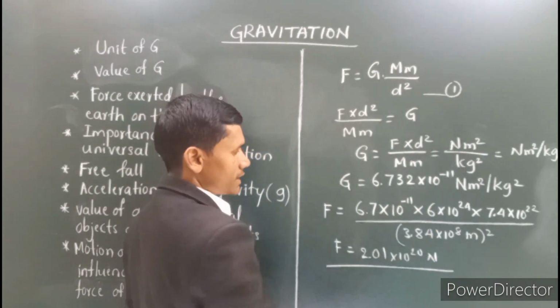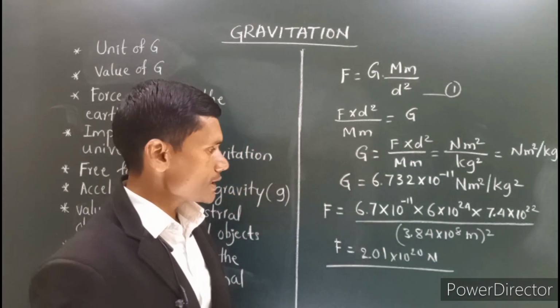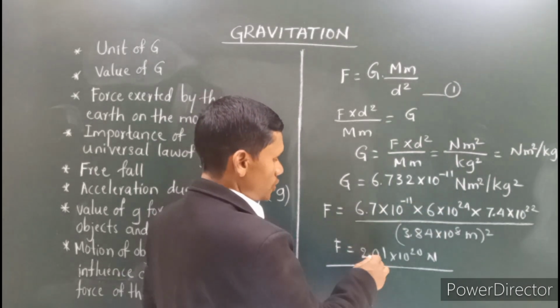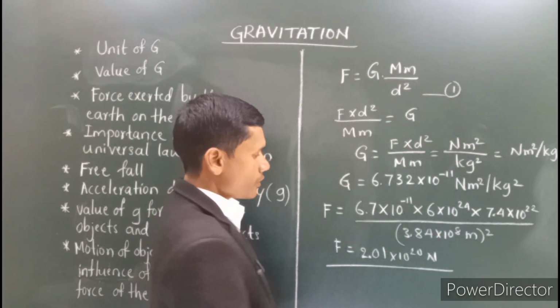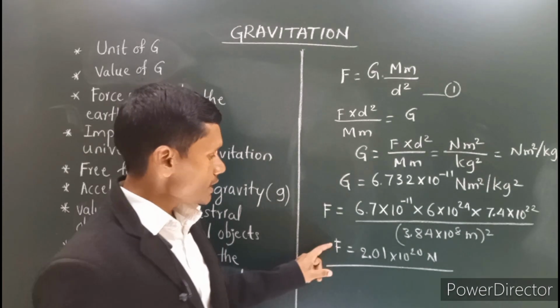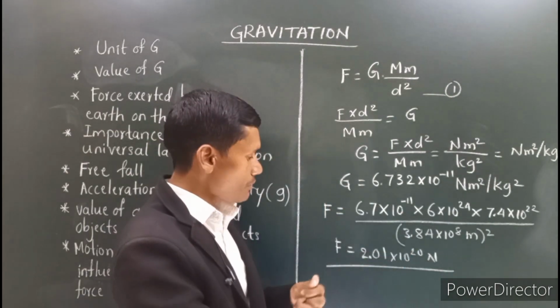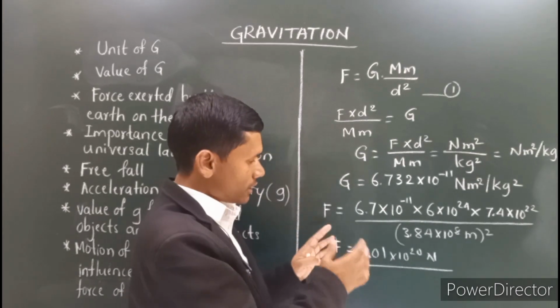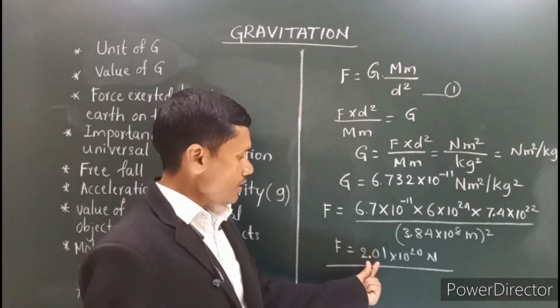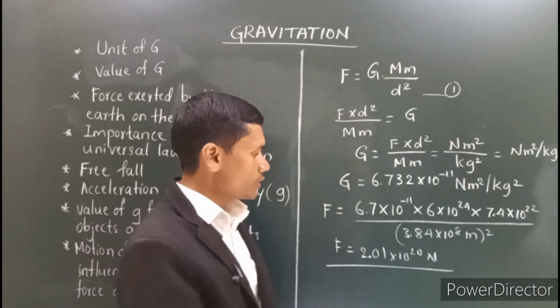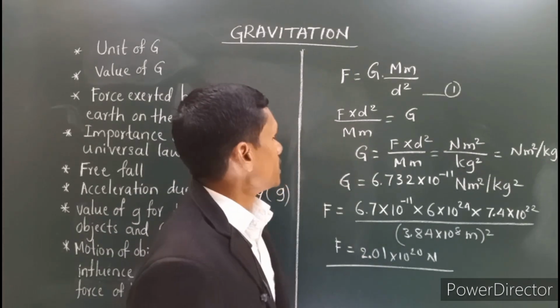This is after simplification. It will be a little lengthy process, so I have avoided it and directly written the value, that is 2.01 into 10 to the power 20 Newton. This is the force exerted by the earth on the moon. It means the moon is being pulled towards the earth with a force of magnitude 2.01 into 10 to the power 20 Newton.